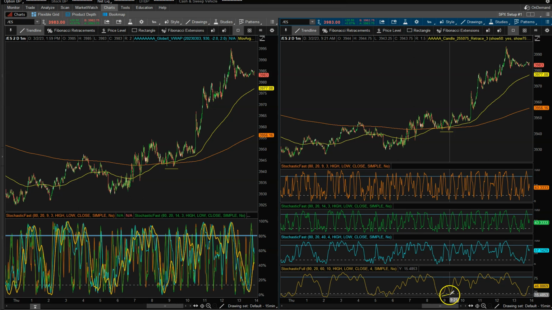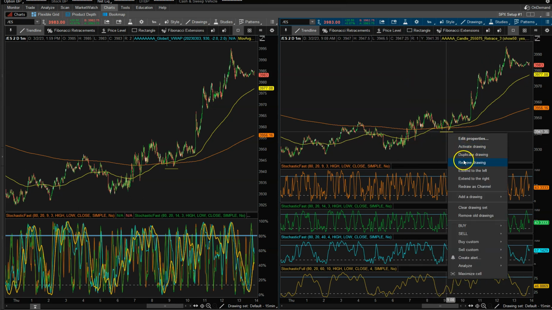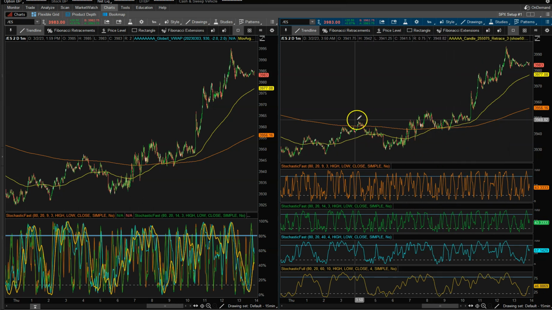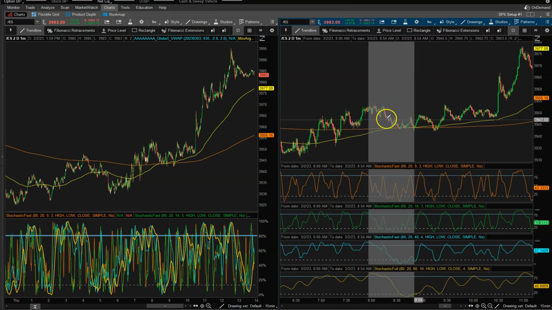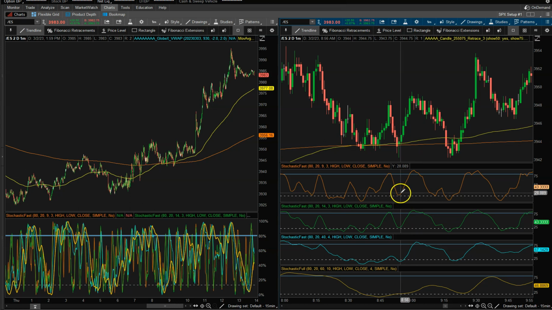So the quad rotation is where you have all four of these at the lows, right? And we'll kind of zoom in and we could see down at this level right here, okay, we're oversold here, oversold here, oversold here, and we're also oversold here. We also see it here, okay, here, here, and here.